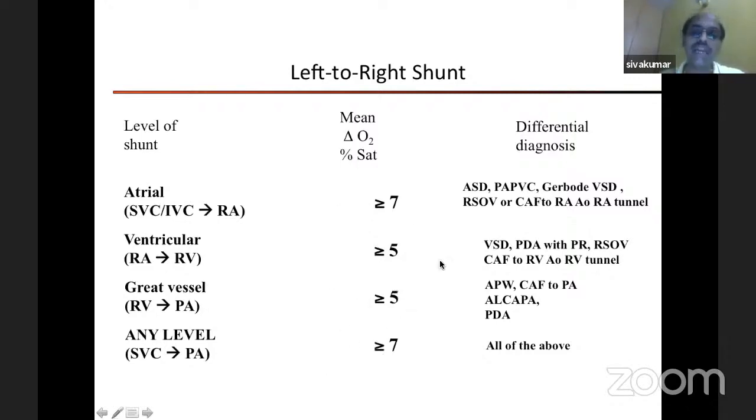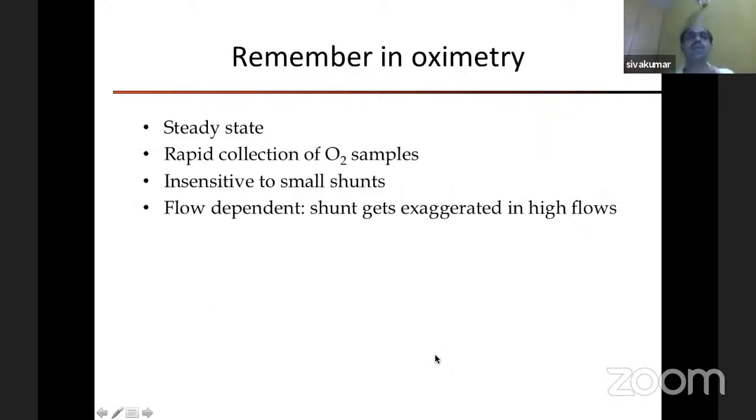In fact, during the period of Dexter, it was not based on percentage saturation, it was based on oxygen content. But now, in order to simplify this, it has been made into percentage saturation. So up to 7% there can be errors, and if it is clearly more than 7%, it is a significant left-right shunt.